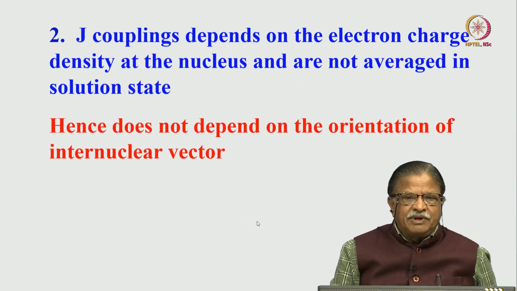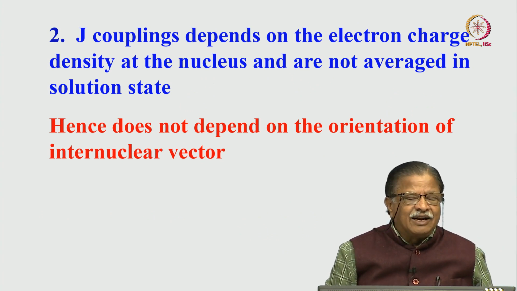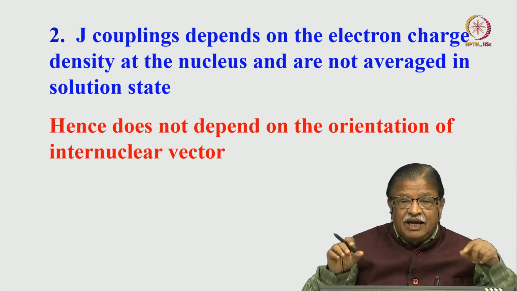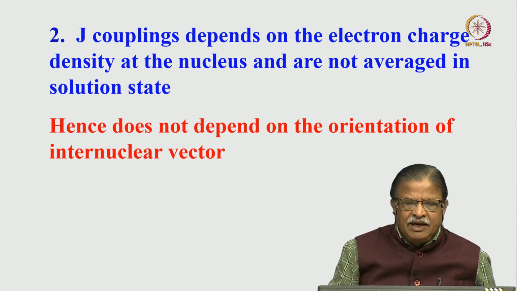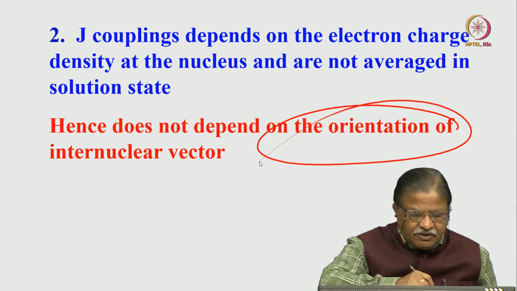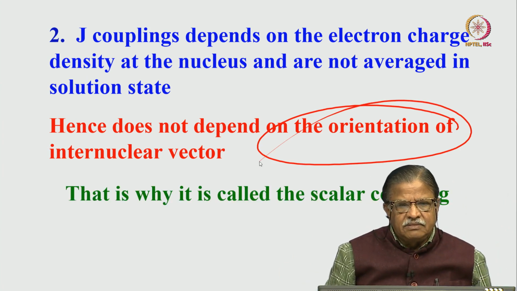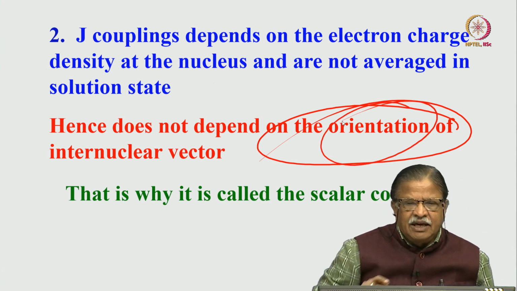J coupling also depends on the electron charge density at the site of the nucleus, but it is not averaged out in the solution state, like dipolar coupling, which I mentioned earlier. That means it does not depend upon the orientation of the internuclear vector. That is why it is called a scalar coupling.